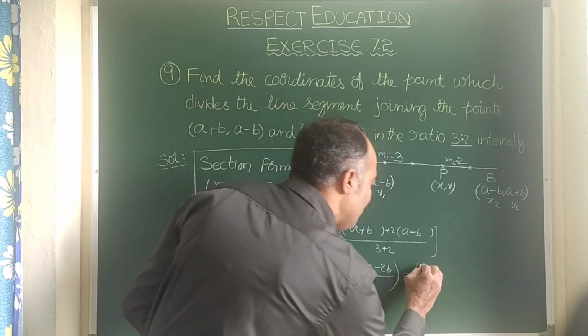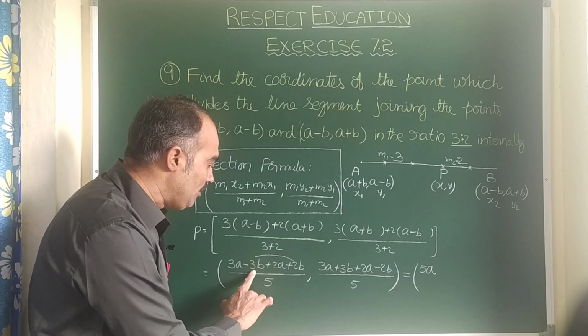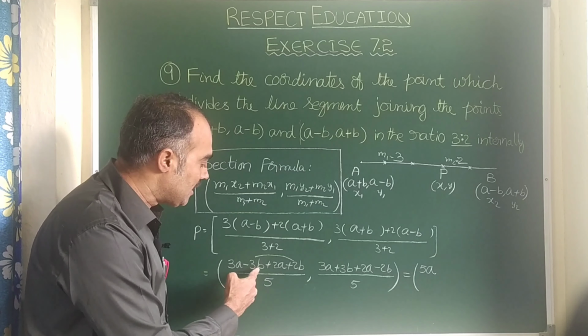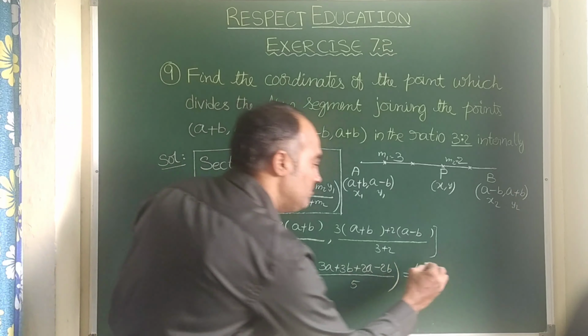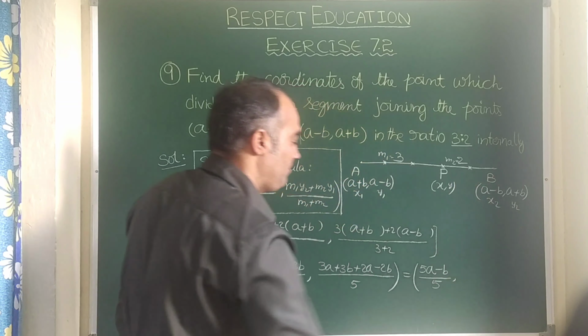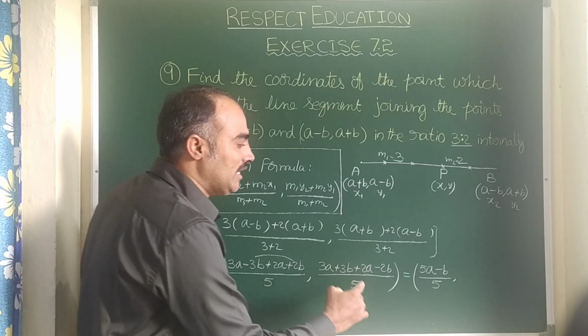Minus 3b plus 2b. They have different symbols, so we have to subtract. 3b minus 2b is b, but the bigger number's symbol here is negative, so it is minus b, by 5. I am writing this 5 as it is, right. 3a plus 2a is again 5a.